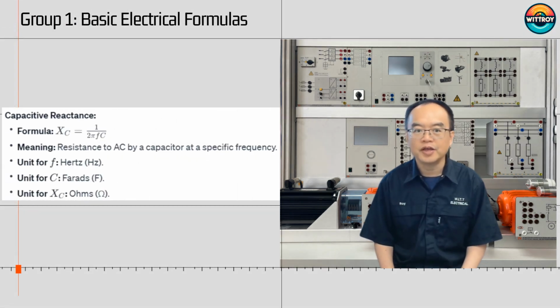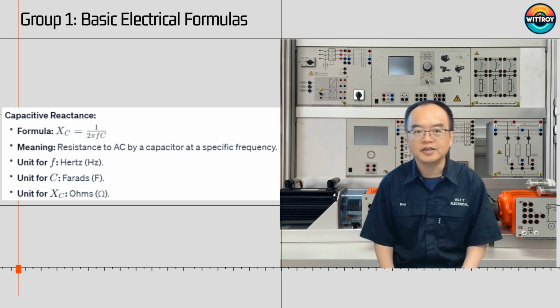First, let's look at the formula itself. The formula for capacitive reactance is Xc equals 1 divided by 2 pi f C. This formula calculates the resistance to AC by a capacitor at a specific frequency. Now let's break down each variable in this formula. F, frequency, the rate at which the current alternates. The unit for frequency is hertz.